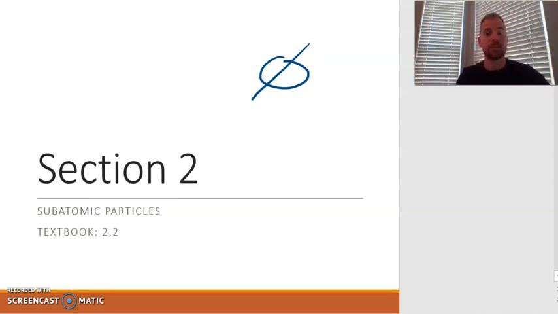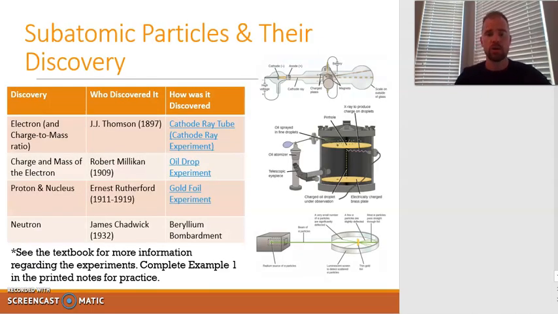Well, that actually has been disproven, and it was disproven at the very beginning of the 20th century. We're going to talk about all of the things that we discovered in this section. On the screen right here is a nice Cliff's Notes summary table of what we would call subatomic particles and how they were discovered. I'm going to briefly cover each section of the table.